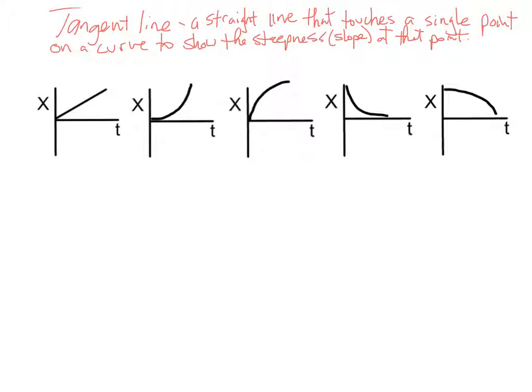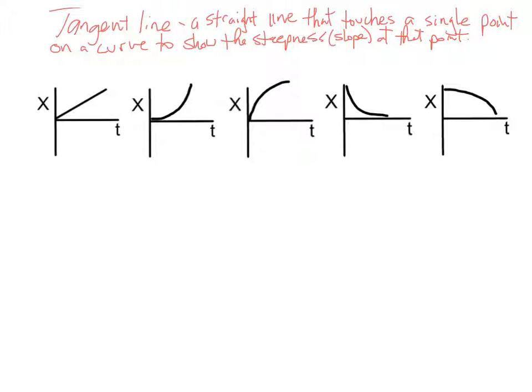Okay, students, this should be a little shorter video than what maybe you've been seeing. I wanted to start off with what we had written down in class, that a tangent line is a straight line that touches a single point on a curve to show the steepness or the slope at that point.